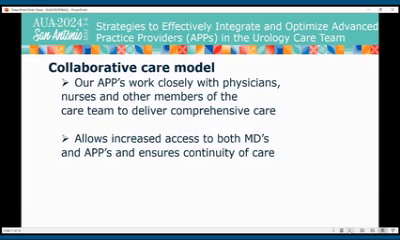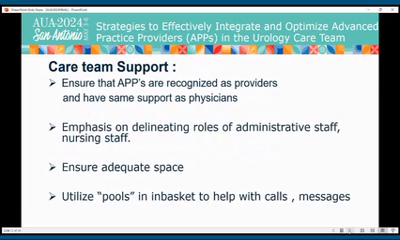They understand the role of the APP in the clinic, and then they feel more comfortable following up with them in their future care. Another benefit of the collaborative care model is that it allows APPs to continue learning and growing their skills.